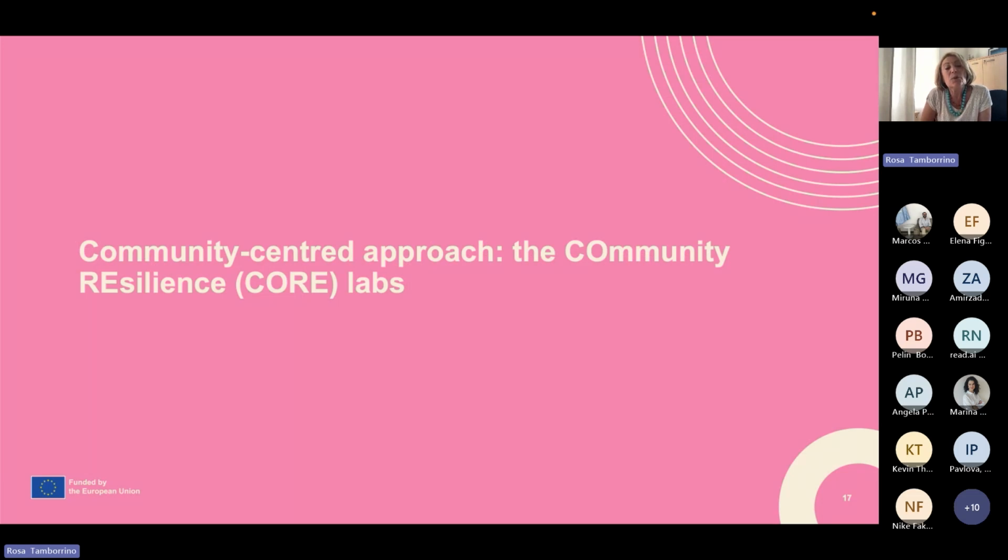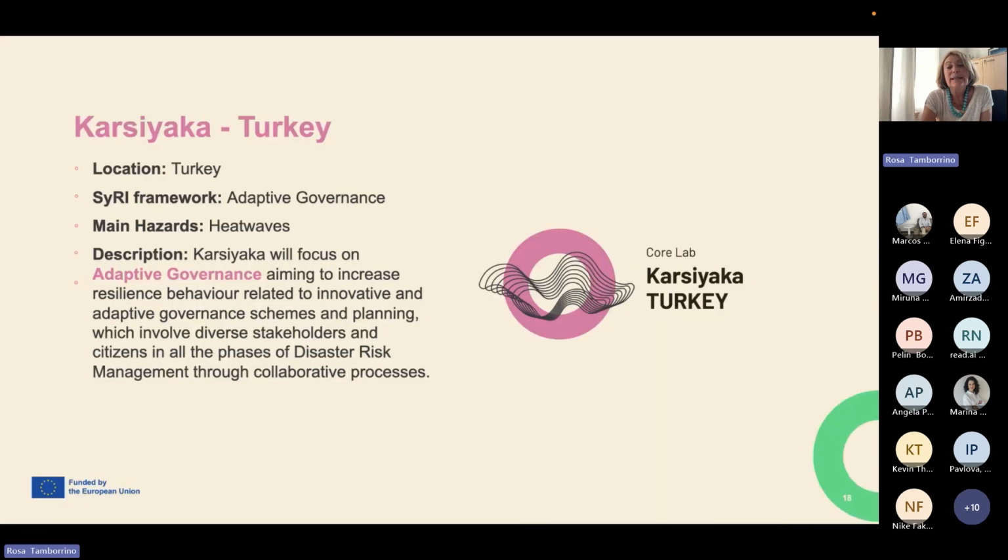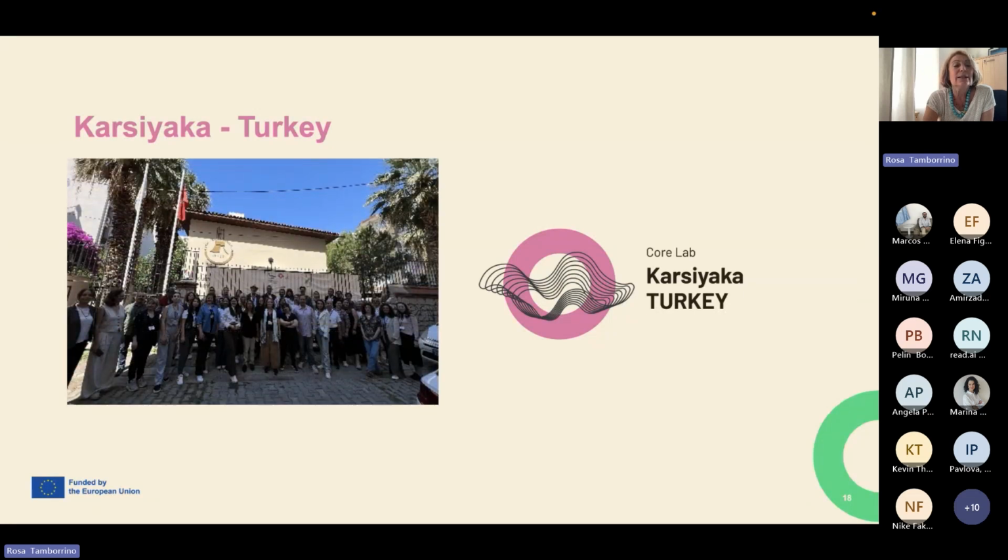So this is our community-centered approach that is related with these 5 pilots. One is in Turkey, Karşıyaka, that is led by a municipality, the municipality of Karşıyaka, and the main hazard is heat waves. And we focus here especially on issues related with the governance of the management of the disaster. And this is the network.